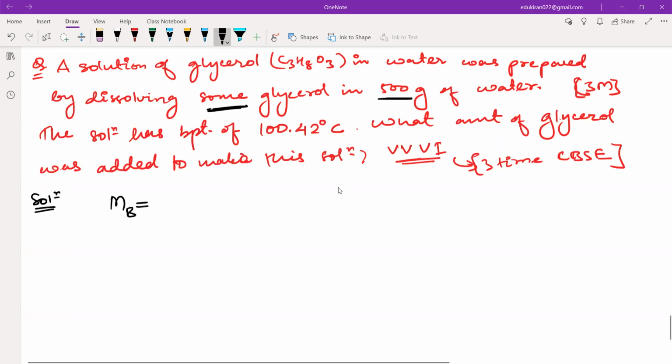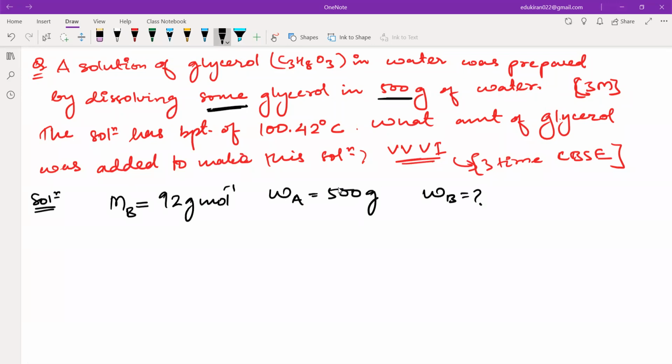How much will the molar mass of glycerol be? Carbon is 3 carbon, 12 times 3 is 36, and 8 hydrogen is 8, 44. 16 times 3 is 48, and 44 plus 48 is 92. 92 grams per mole. Now WA is how much? Mass of solvent is 500 grams that we are taking, and they are asking what is the WB. This we do not know.